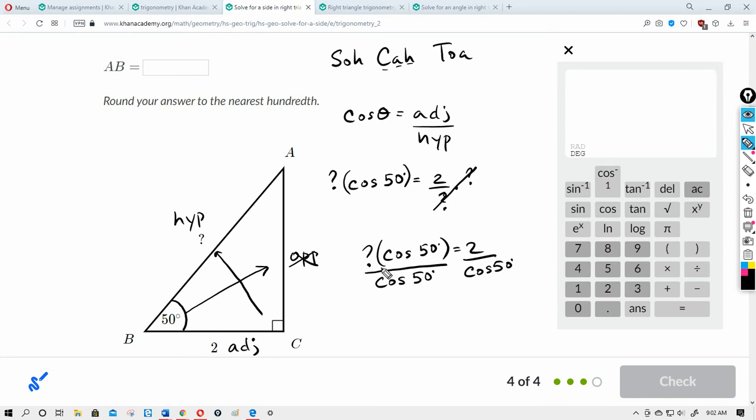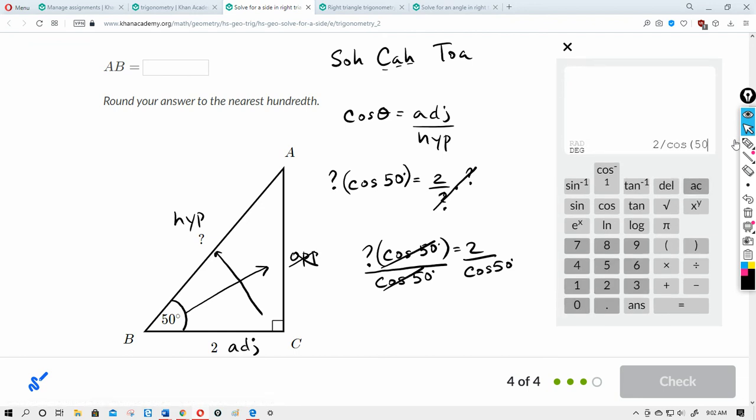On the left-hand side, the cosine of 50 cancels, and you enter 2 divided by cosine of 50. Just close the parentheses. Cosine of 50 degrees, hit equals. And as always, we're rounding to the nearest hundredth. So you look at the third decimal place. If it's below 5, you round it down. So it's just going to be 3.11. And that goes in the box.